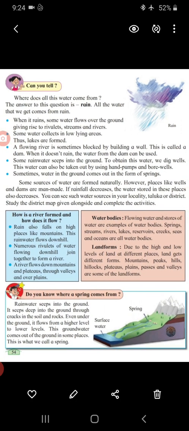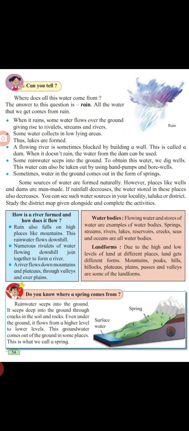So children, what is springs? What is spring? Now we already have 3 seasons, but there is one more season, that is spring. It is between winter and summer season. It is between which? Winter and summer season. But in this lesson, the spring is different. Sometimes water in the ground comes out in the form of springs.